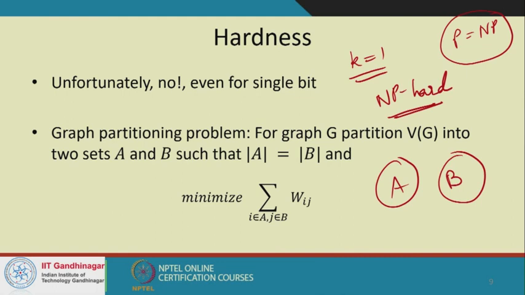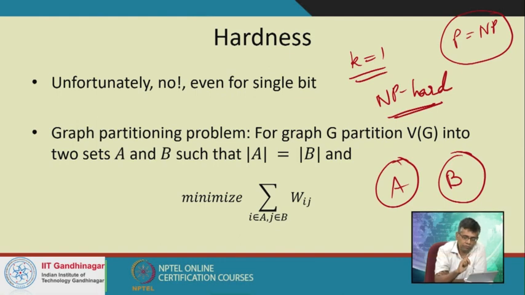Intuitively, because there is one bit here, that particular bit is going to determine which elements fall in A and which elements fall in B. What this graph partitioning problem says is that we have two sets A and B, and we have the values.